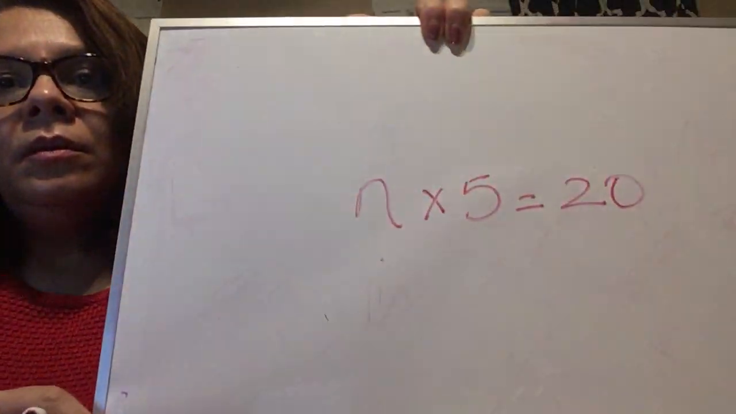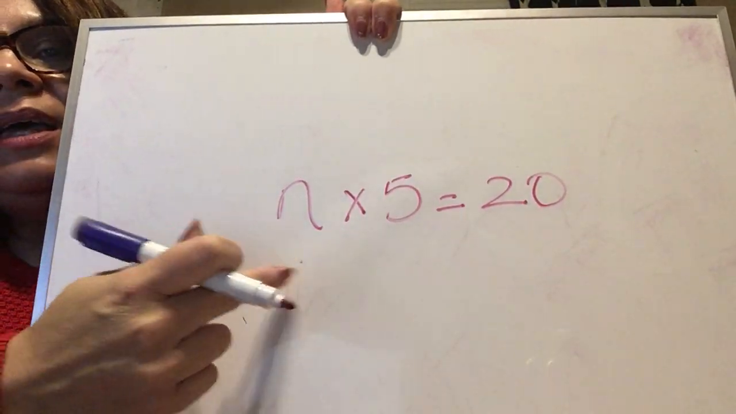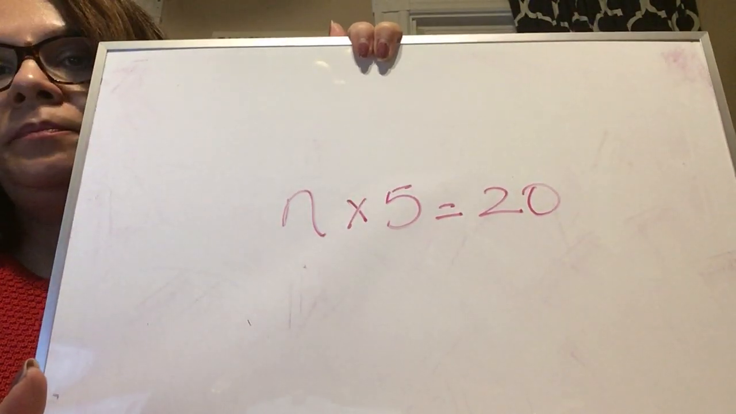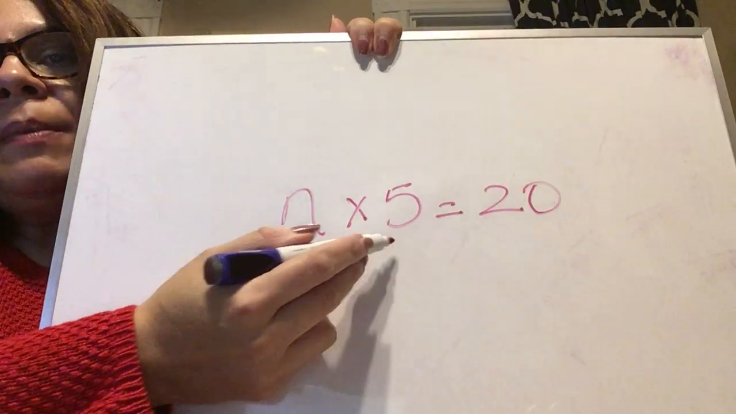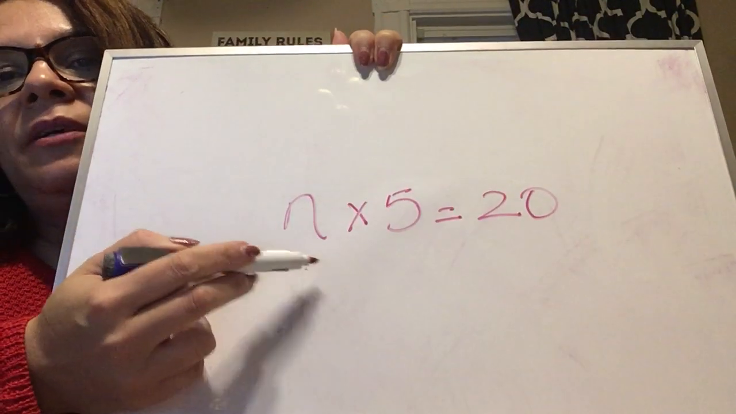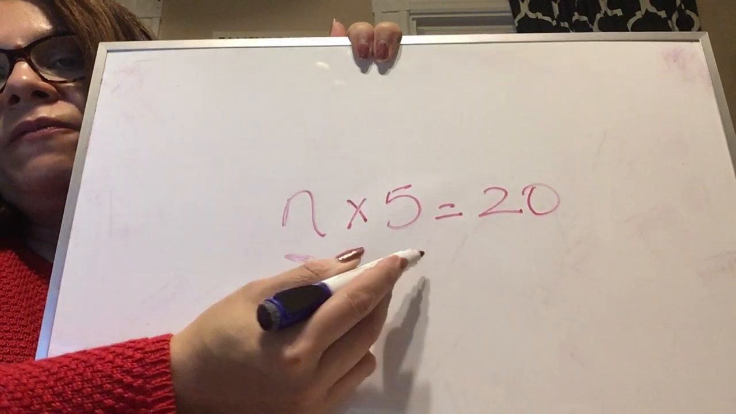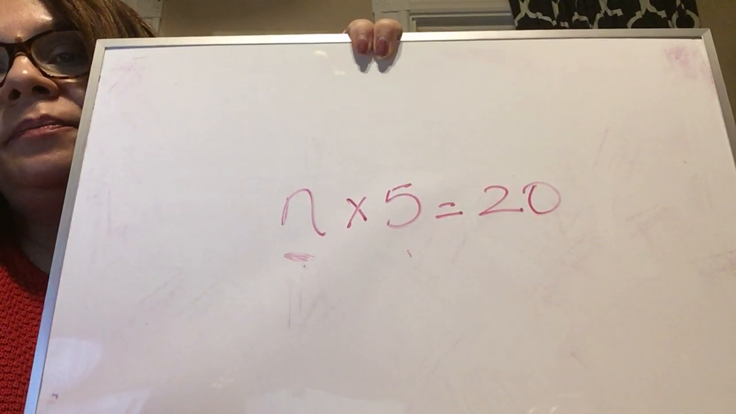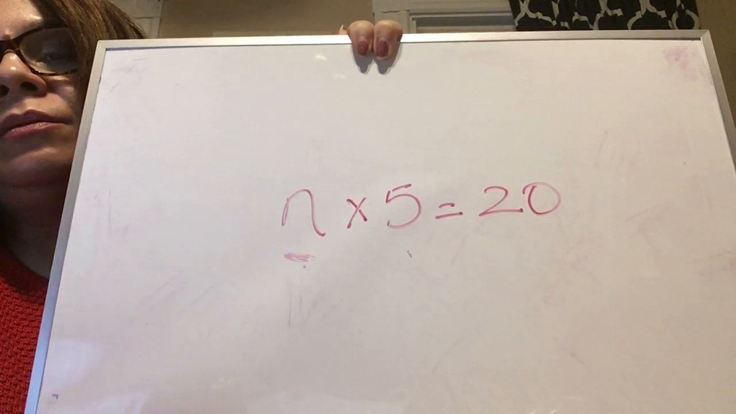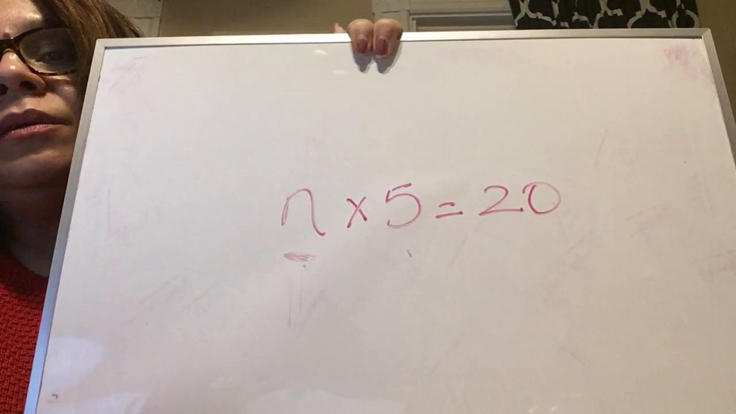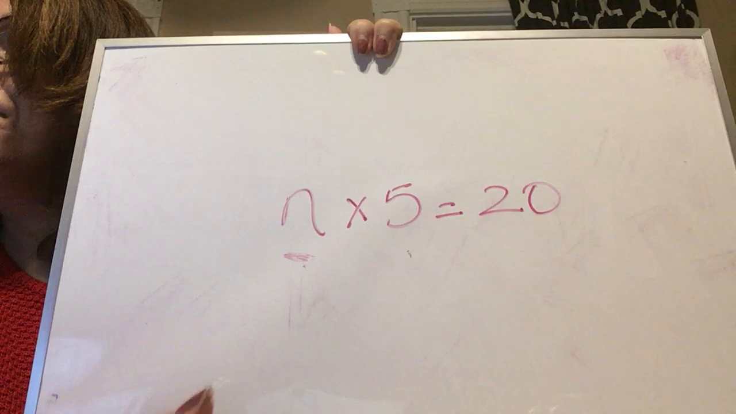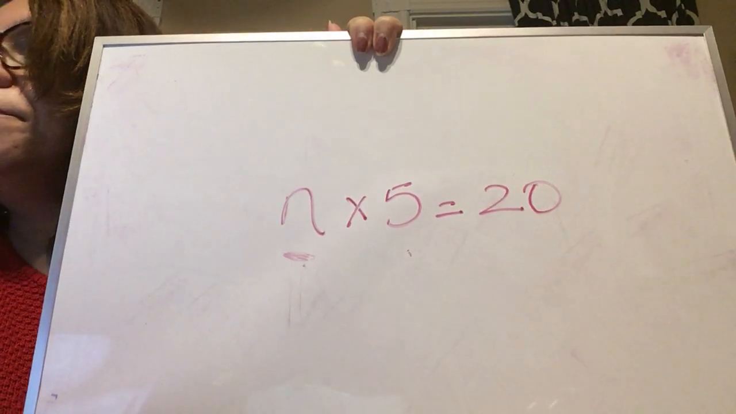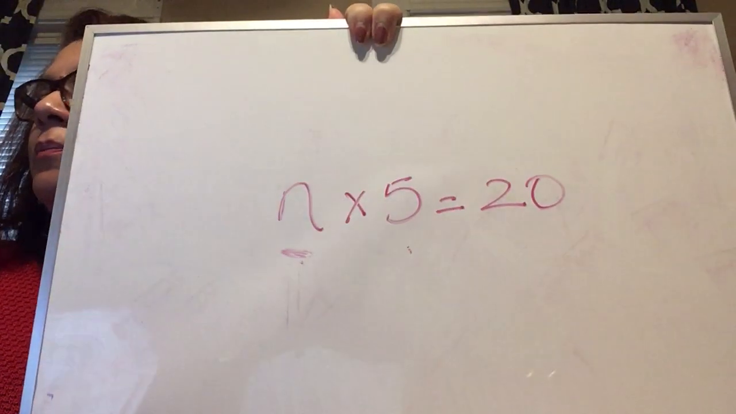Let's say you have an equation where there's a missing factor. So we have n times 5 equals 20. So let's talk about what these numbers represent. Remember, these are factors. We're missing a factor here. 5 is a factor, and 20 is what? 20 is a product. So n, the missing number, represents the number what? So the total number of the equation is 20.